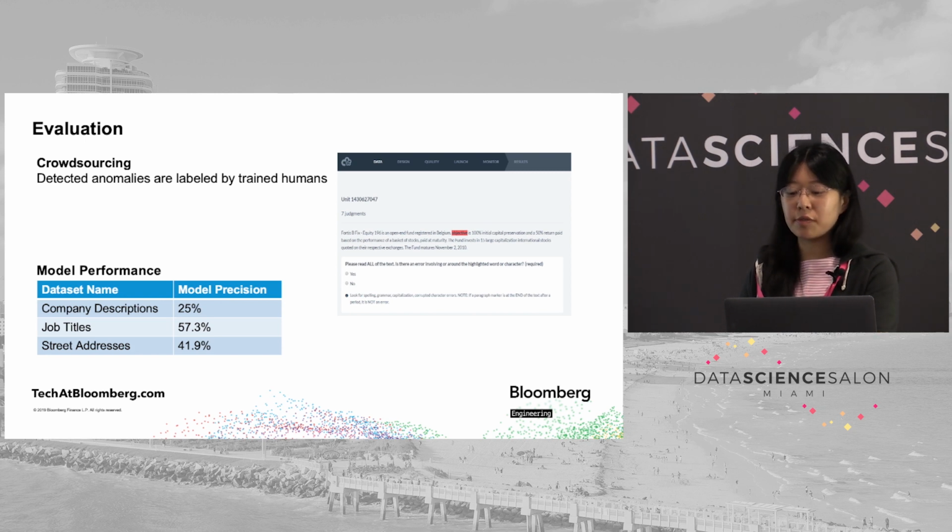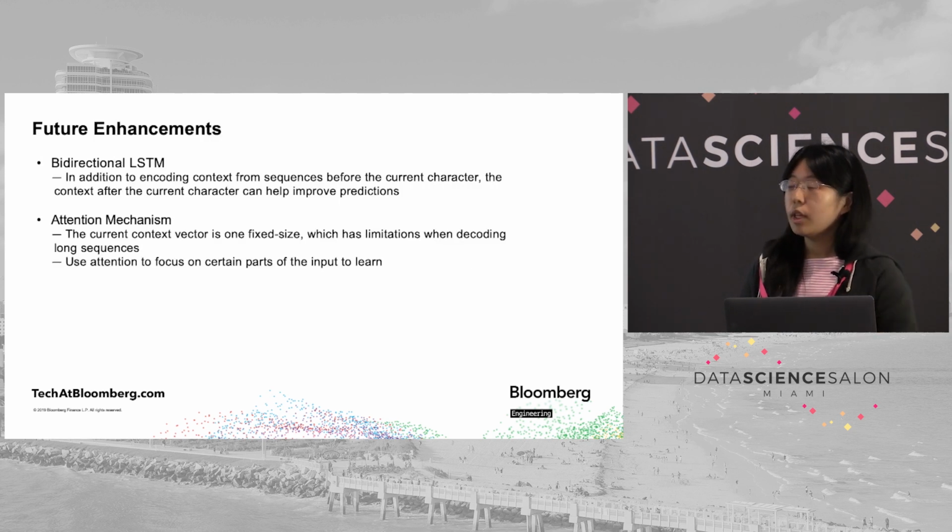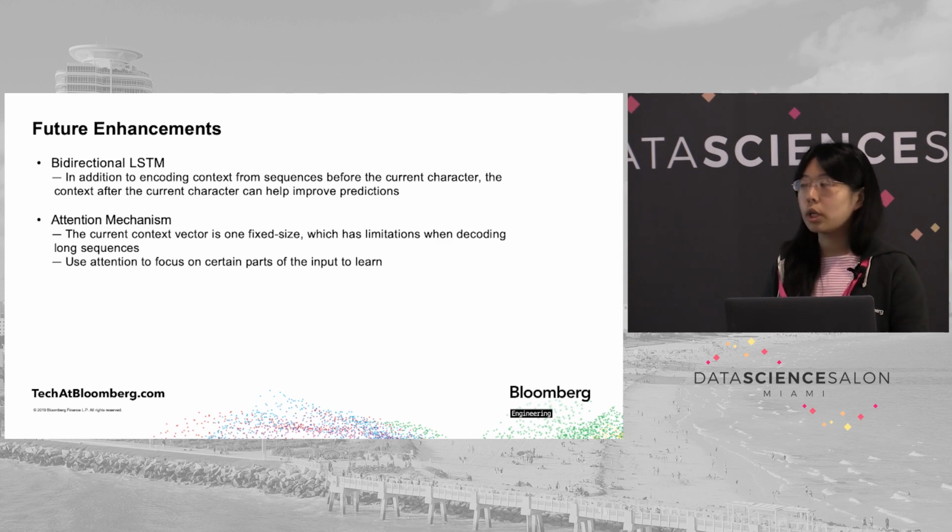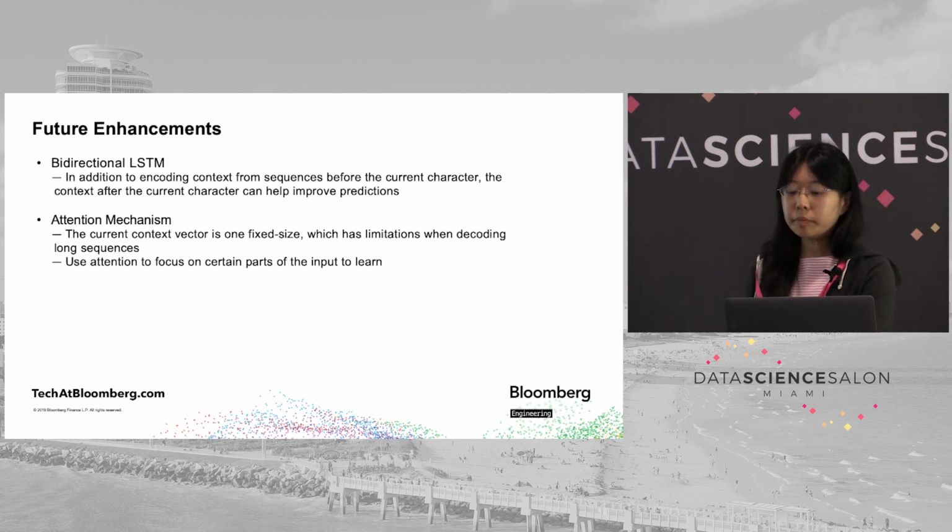So how can we improve this further? One way is to introduce some kind of bidirectional LSTM. What I described earlier encodes context only from the sequence that occurred before the current character, but oftentimes the context afterwards can help improve predictions. Secondly, the current context vector is one fixed size, which has limitations when decoding longer sequences. So using some sort of attention mechanism to focus on certain parts of the input can help as well.